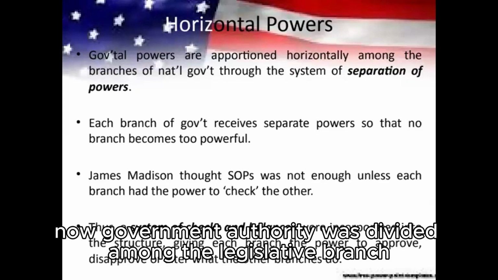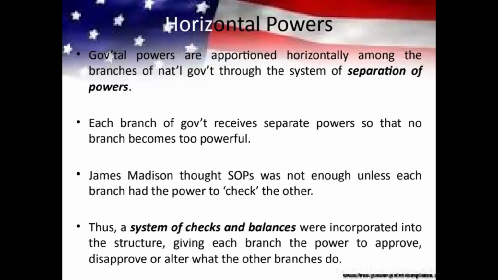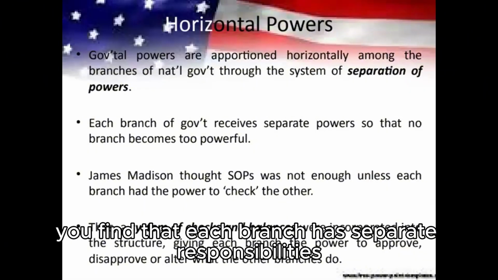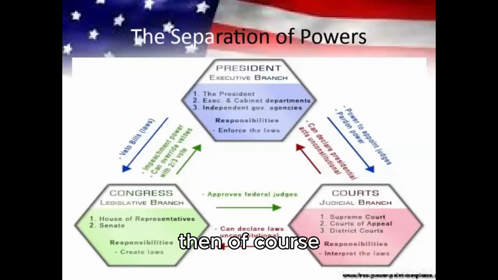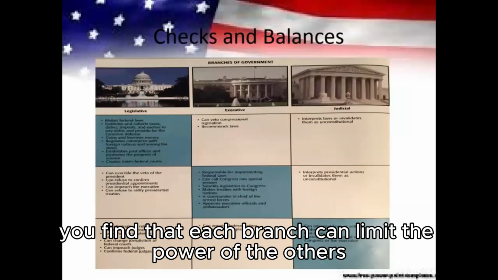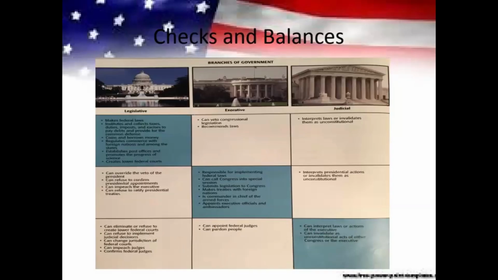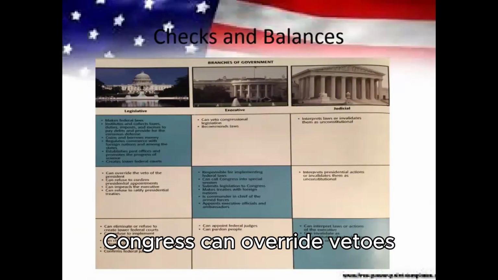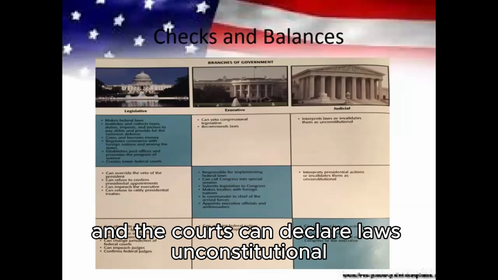Now, government authority was divided among the legislative branch, the executive branch, and the judicial branch. You find that each branch has separate responsibilities. Then, of course, we have the checks and balances. You find that each branch can limit the power of the others to prevent tyranny. An example would be that the president can veto laws that come out of Congress. Congress can override vetoes, and the courts can declare laws unconstitutional.